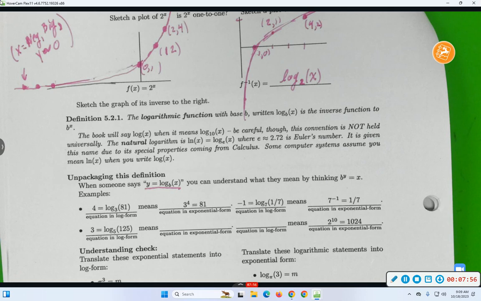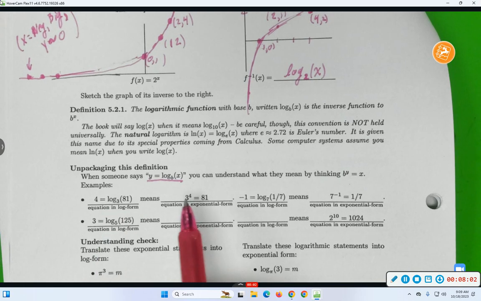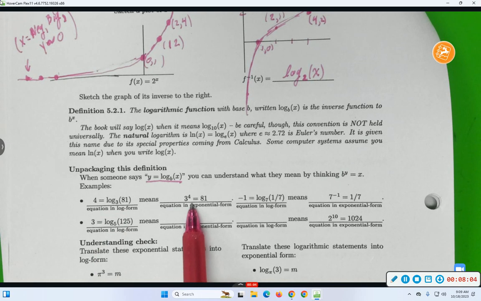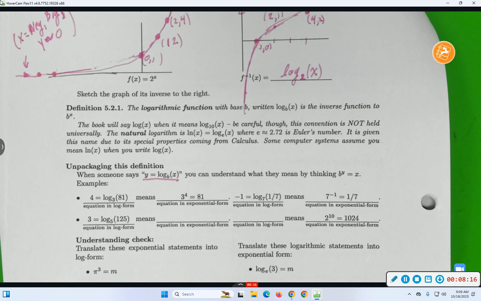You can translate between logarithms and exponents, and we'll see that this is really powerful. So let's just see some examples. If someone says 4 is equal to the log base 3 of 81, what that means is that 3 to the power of 4 equals 81. And just do a quick check. Is 3 to the 4 equal to 81? Nice. That means 4 is, in fact, the log base 3 of 81. So there's a logarithm you can compute.